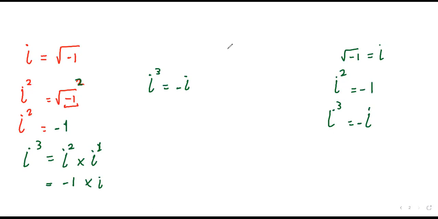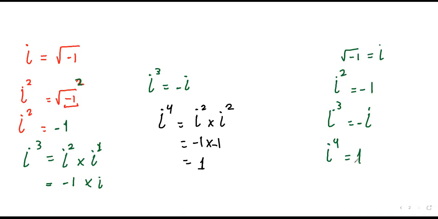What about i raised to the power of 4? i raised to the power of 4 is i raised to the power of 2 times i raised to the power of 2. And i raised to the power of 2 is negative 1, multiplied by negative 1, which is 1. So i raised to the power of 4 equals 1.